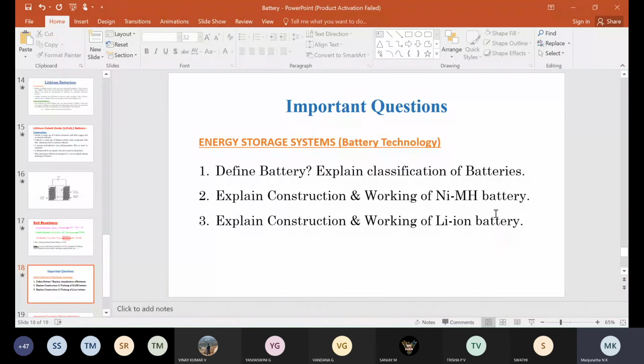Any doubt in this? These are the three possible questions you will get from battery technology. So without fail you practice these three questions today itself. It's very easy. Is it clear?